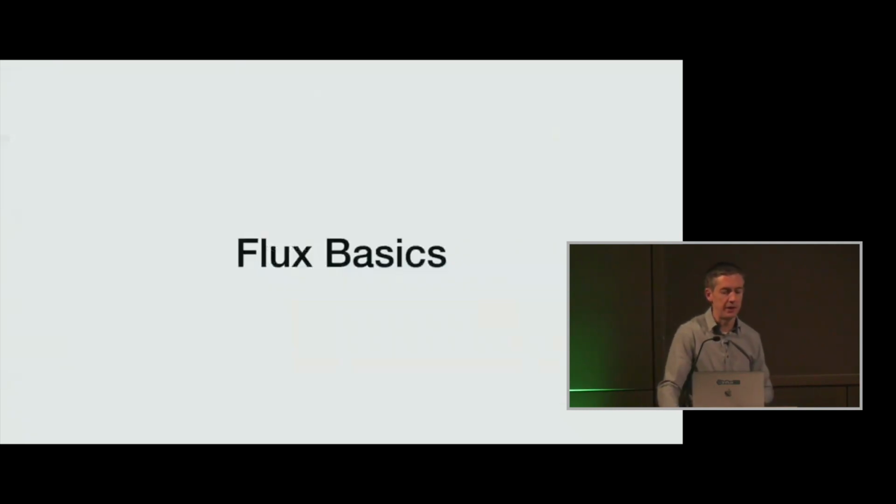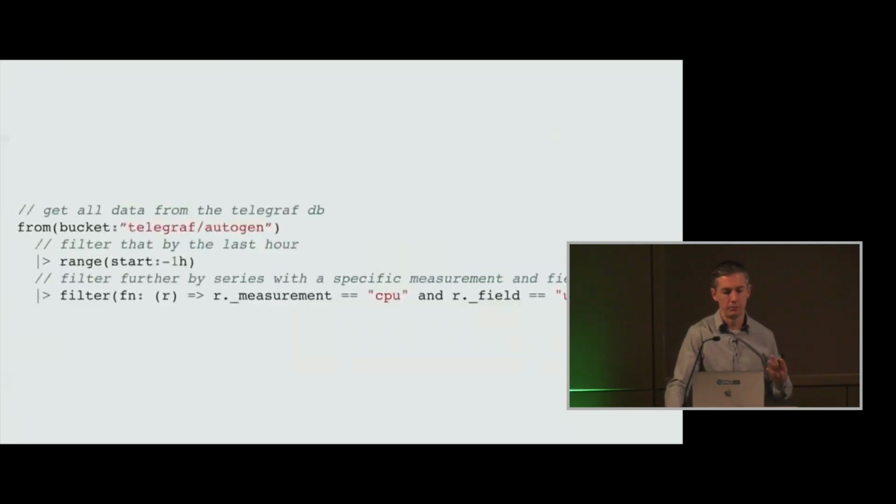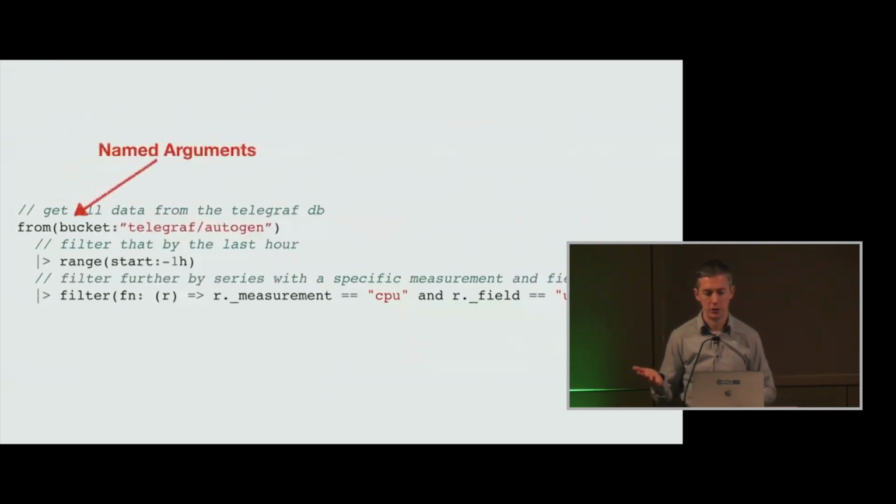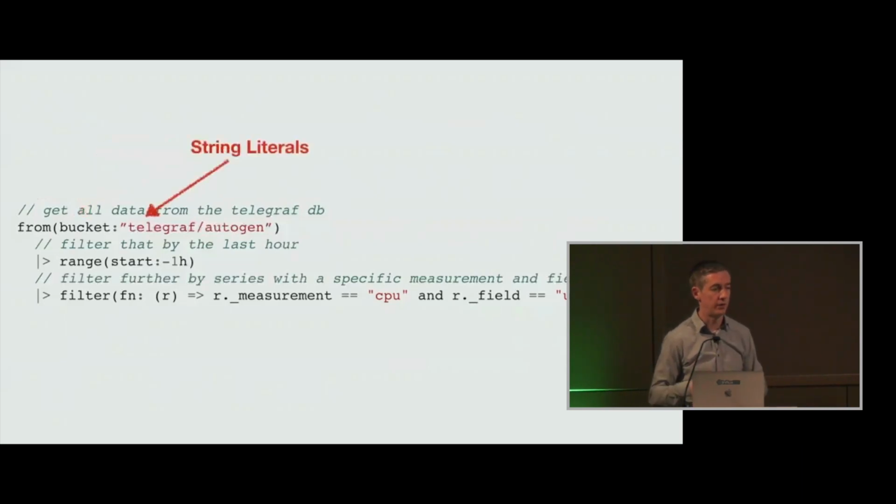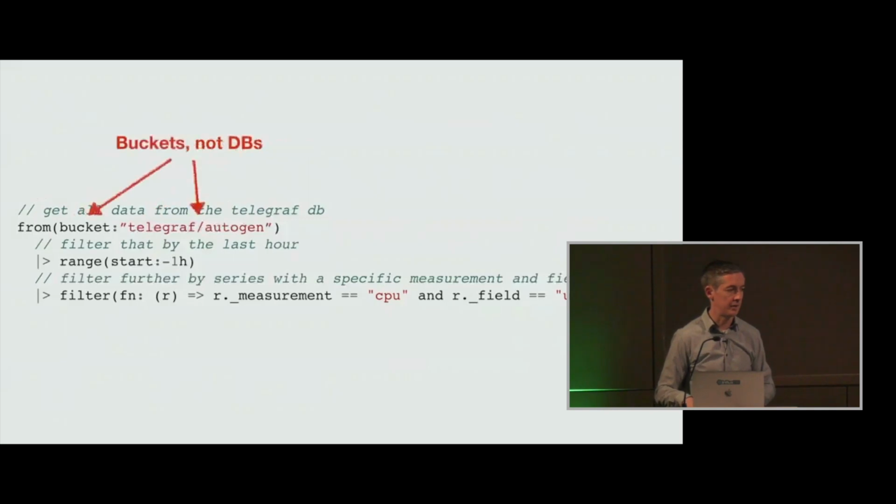So here are some of the basics. First, I want to show a query. What we're doing in this query is getting all the data from our Telegraf bucket for the last hour, and we're filtering it by the CPU measurement and the usage system field. You can see here that comments are a thing in the language. We have named arguments, and we have string literals. As I mentioned before, we have buckets, not databases. So that's what we're calling them.